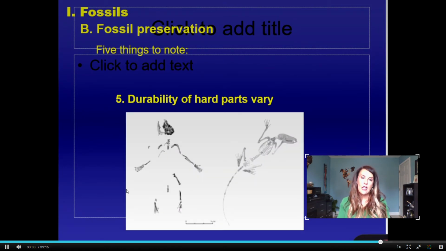Here's a really good example on the screen. You can see the amount of bones that was collected on the left, and then the finished product on the right. So what you anticipate it to look like, and what you actually find. In addition, for it to be really hard to become a fossil, you might not find a complete fossil. And if you do, that's super exciting.